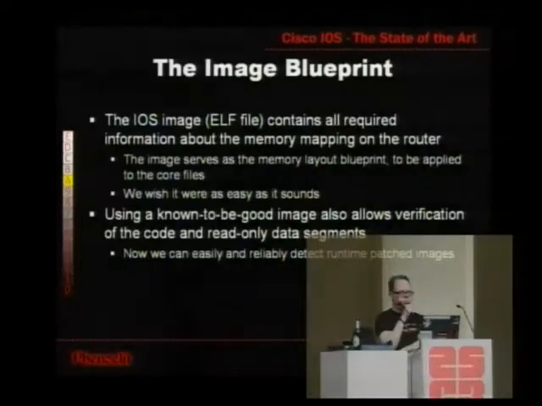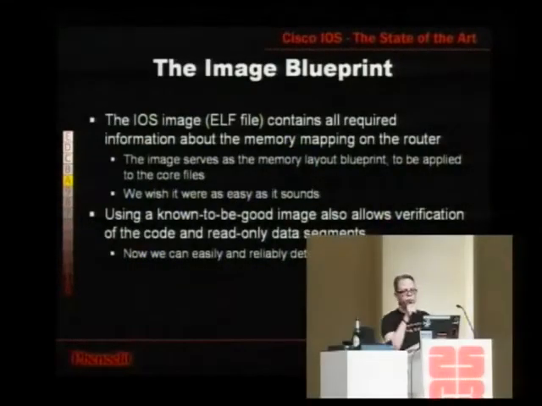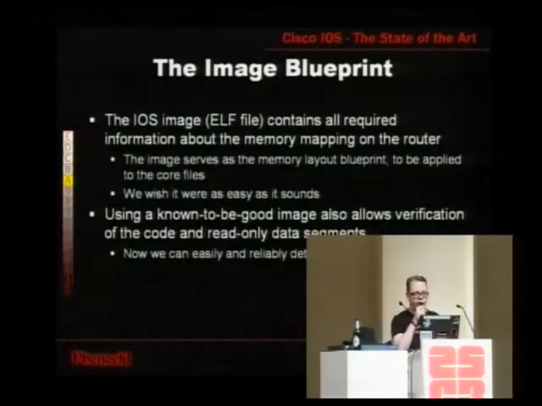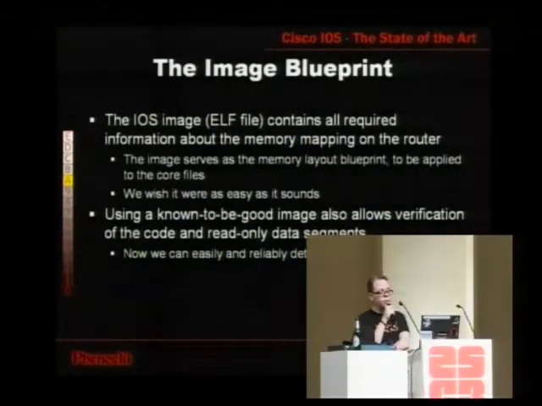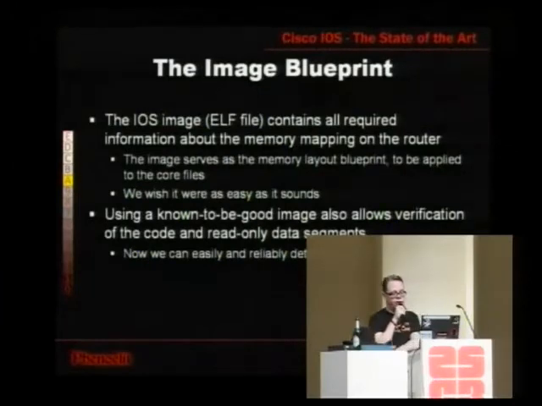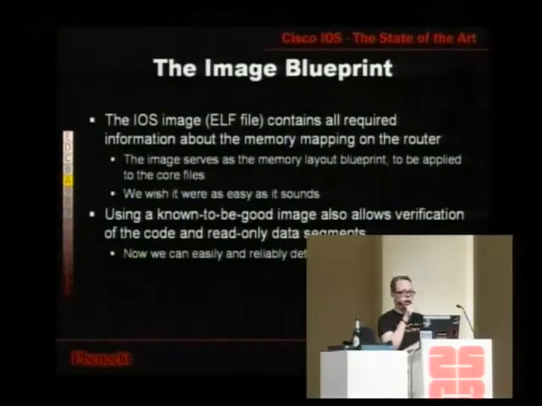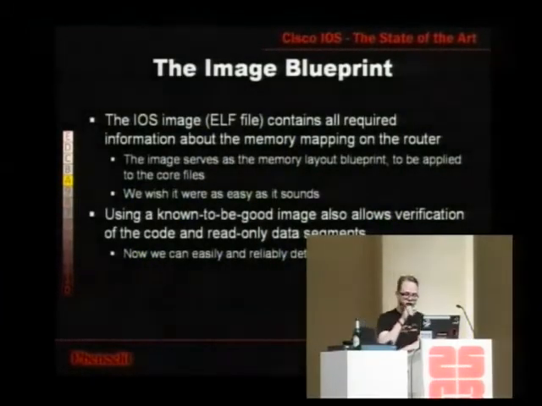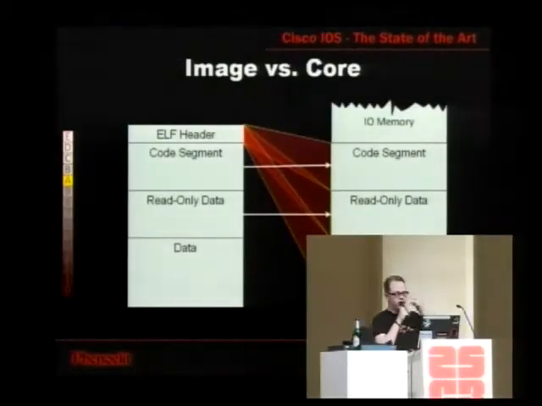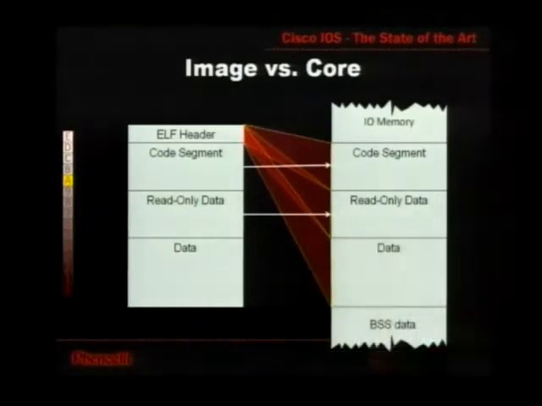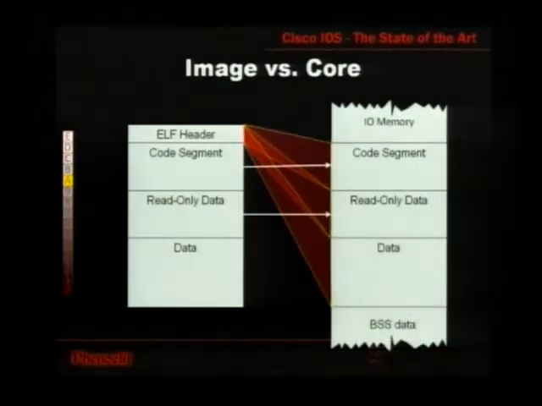We notice, and we need this image for two things. First, we need the header information to do the memory mapping and find out where in memory stuff actually is, because the core dump doesn't tell us. And we can also just go ahead and compare the things that really shouldn't change, like code. Code should actually not change in runtime. If it does, something really bad happened.